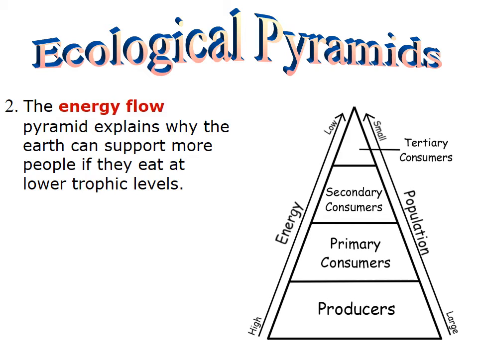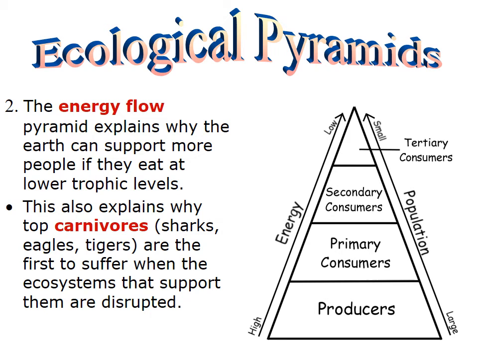The second type of pyramid is known as an energy flow pyramid. This explains why the Earth can support more people if we eat at a lower trophic level. So if you eat more at the producer level, there's more energy, therefore you can support more and more individuals. This also explains why when there is an ecological disaster, the first ones that get affected are your carnivores, because they need to eat so much food to get the energy they need to survive that if there's a disruption in the food at the producer level, there's just not enough secondary consumers for them to get enough food to actually survive. So an energy flow pyramid shows the amount of energy at each level.